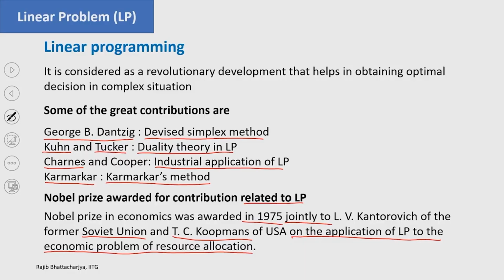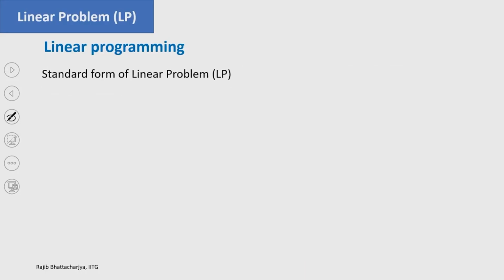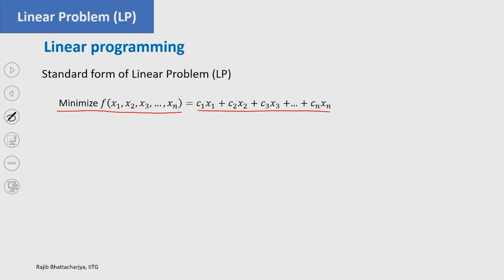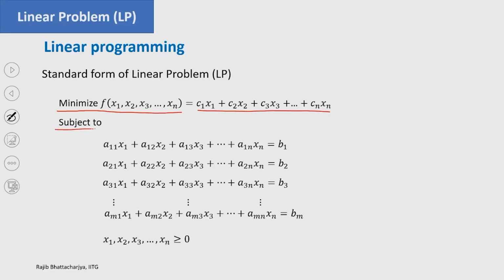So, let us go to the linear problem. Now, the standard form of linear problem. A linear problem, as I said, I can define as a minimization problem. So, here minimization of f x. Now, I may have n variables x 1, x 2, x 3, up to x n. This is a linear function. Therefore, the function could be c 1 x 1 plus c 2 x 2 plus c 3 x 3 plus c n x n. So, this is your objective function and subject to the linear constraints.